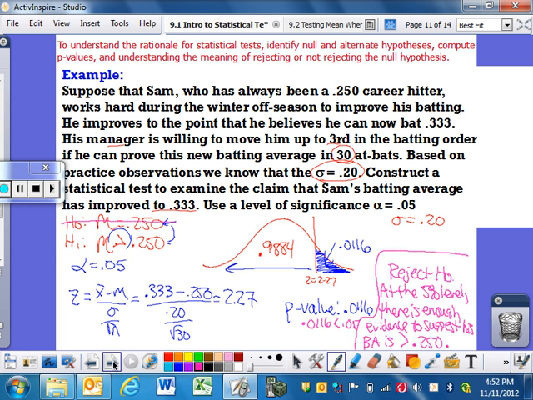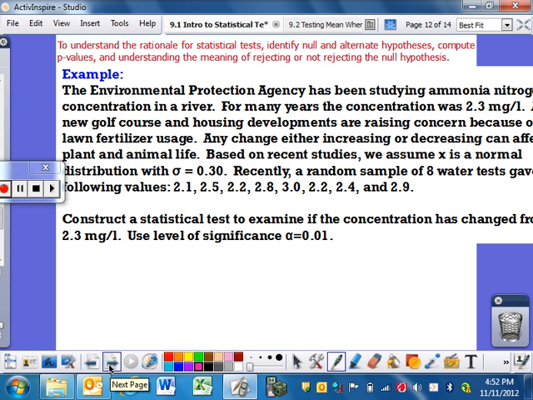Now, some of you are going, oh my goodness, this is crazy. Well, let's try one more. I'm going to try to do this one a little bit quicker. So what you need to do is read through it. We're looking at ammonia nitrogen concentration in a river. For many years, the concentration was 2.23. That's telling you what your mu was. Now there's a new golf course and a new housing development, and this is causing concern because of fertilizer, and they think there might be a change in this nitrogen level in the river. It says, based on recent studies, and that X is normal, here's your sigma given to you. That's a key that it's a z-score.